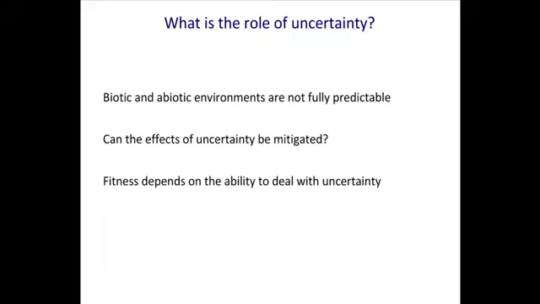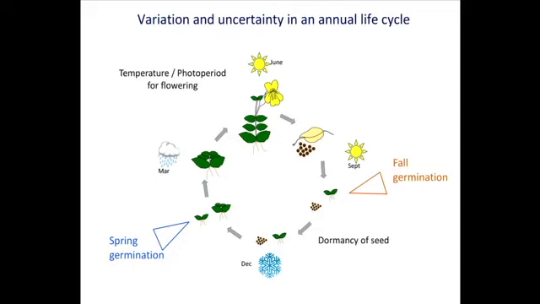And this is especially true for traits that are closely tied to fitness, where really being able to deal with that uncertainty is crucial. So if we think of just a basic annual plant with a very easy to understand life cycle, there are a few key aspects here where plants have evolved strategies to integrate cues from their environment so that they can deal with the unpredictability of the environment, either within a season or between seasons or at a small spatial scale.